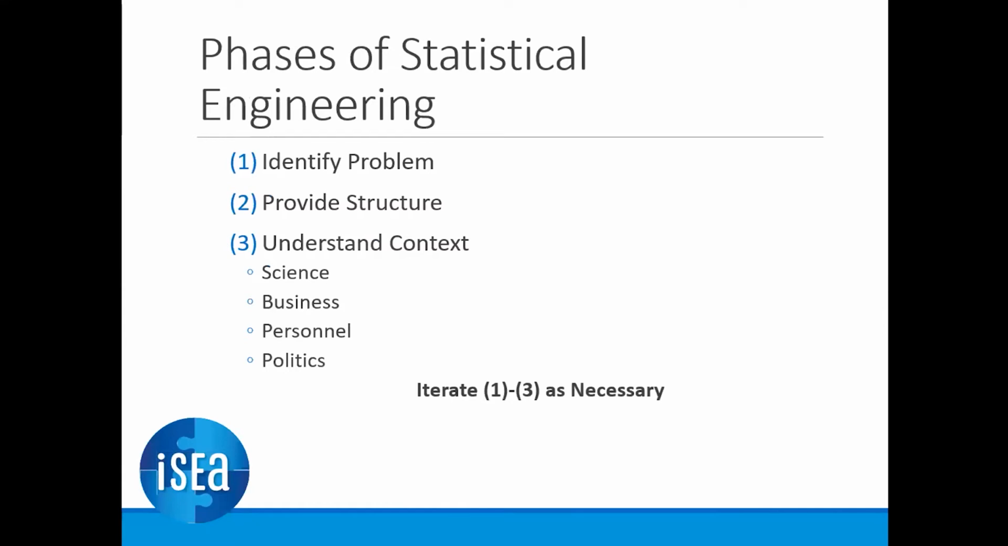Well, the first thing we got to do is provide some structure to the problem. Okay, so identify what the real problem is, provide structure, understand its context. And context is as broad as can be. You got to understand the science, you got to understand the business, you got to understand the personnel, you got to understand the politics, all of that, none of which were taught in school. But this is the first beginnings for how you can begin to structure the problem and get it into a form where you understand how to develop a strategy to approach it. And you have to iterate 1 through 3 as necessary.